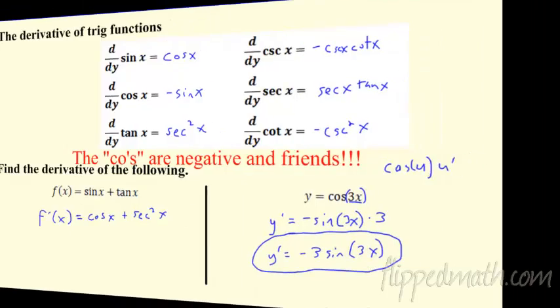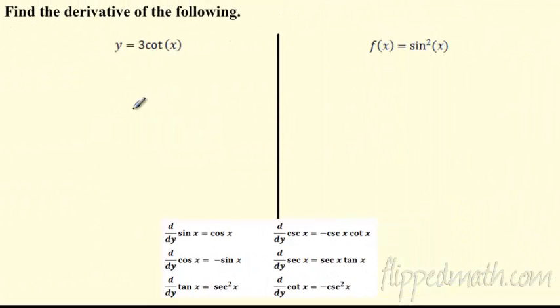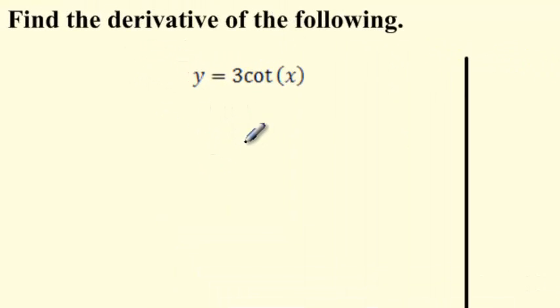Let's keep it going. All right, here we go. Let's find some more derivatives here. The next one says we got 3 cotangent x. So I put the little cheat sheet down here, but we're going to use these so much they're going to get memorized here. But always remember this co is going to be a negative. It's a co, so it's going to be a negative derivative.